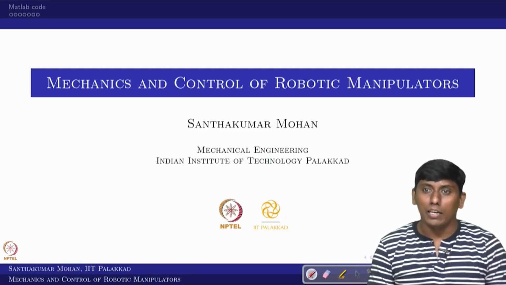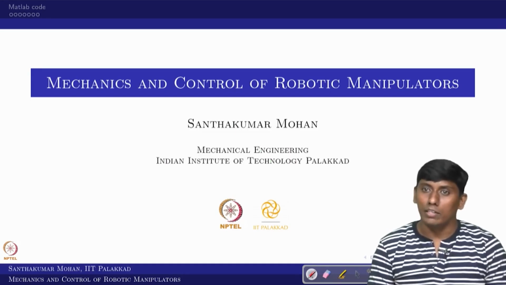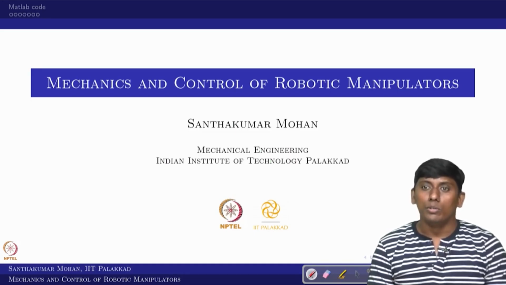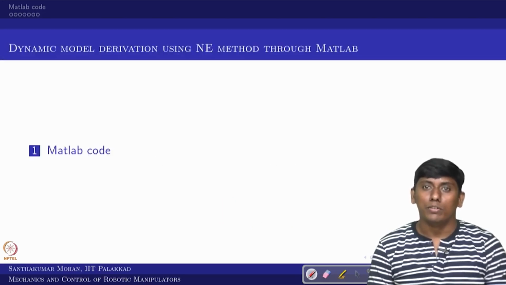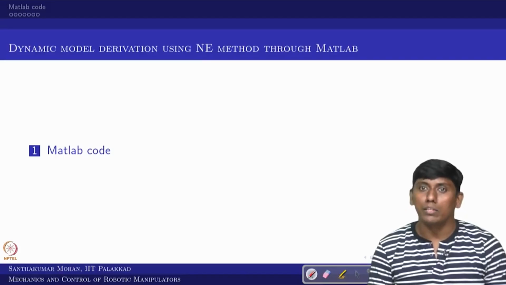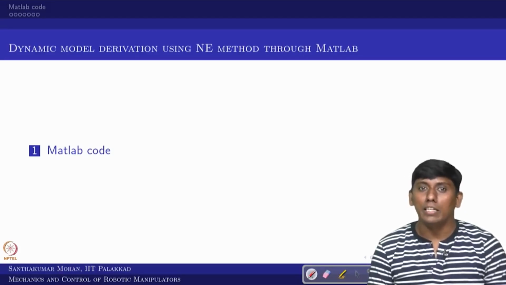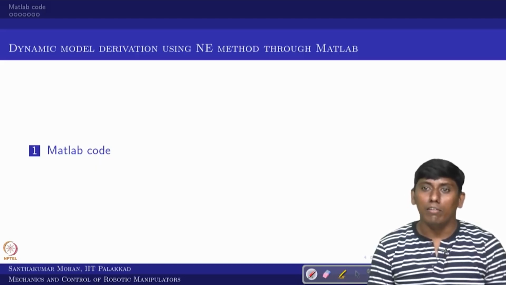So in this particular lecture we are going to see how to derive the equation of motion for a given example using the Newton-Euler method with the help of Matlab codes. So here we are going to see the Matlab session. We will be talking about dynamic model derivation using the Newton-Euler method through Matlab, so we will straight away see the Matlab code.